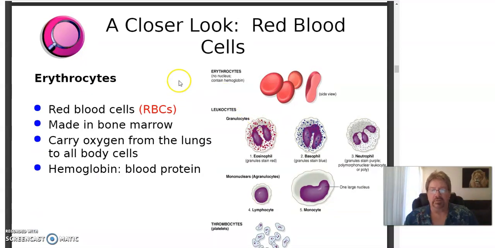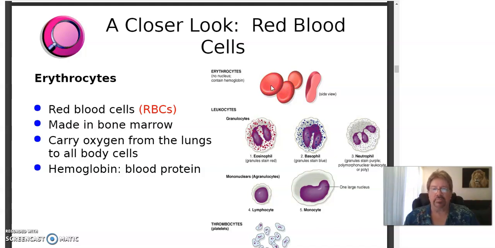Okay, the most common cells in whole blood are red blood cells, or erythrocytes, or RBCs. Perfectly acceptable to call them RBCs. Made in the bone marrow, they carry oxygen from the lungs to all body cells. The blood protein that does that is the hemoglobin molecule. Now, it also carries carbon dioxide too, guys, and that's super important. So erythrocytes are made constantly in the body, and they don't have nuclei. They're anucleated.